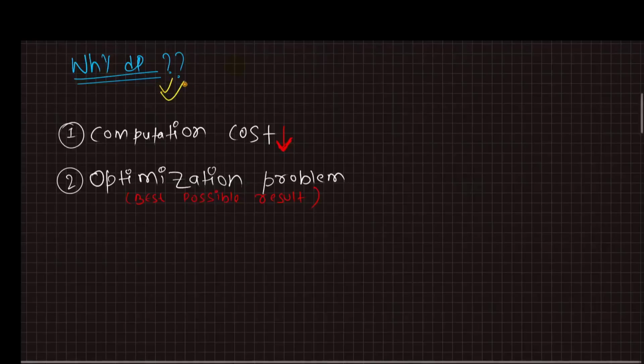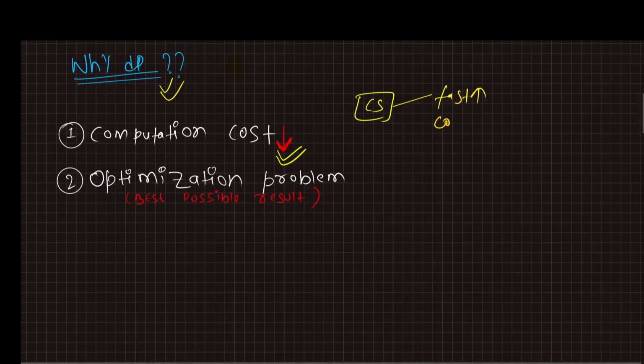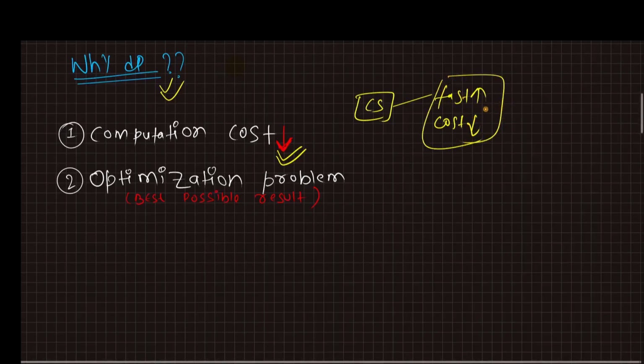So why DP? First thing is to reduce the computation cost. Computation cost means, you might have observed in computer science that the whole idea of CS is to make the system as fast as possible, and second is to reduce the infrastructure cost. And how can we achieve this goal? This can be achieved either through making better hardware or developing a better algorithm or a better optimization technique.